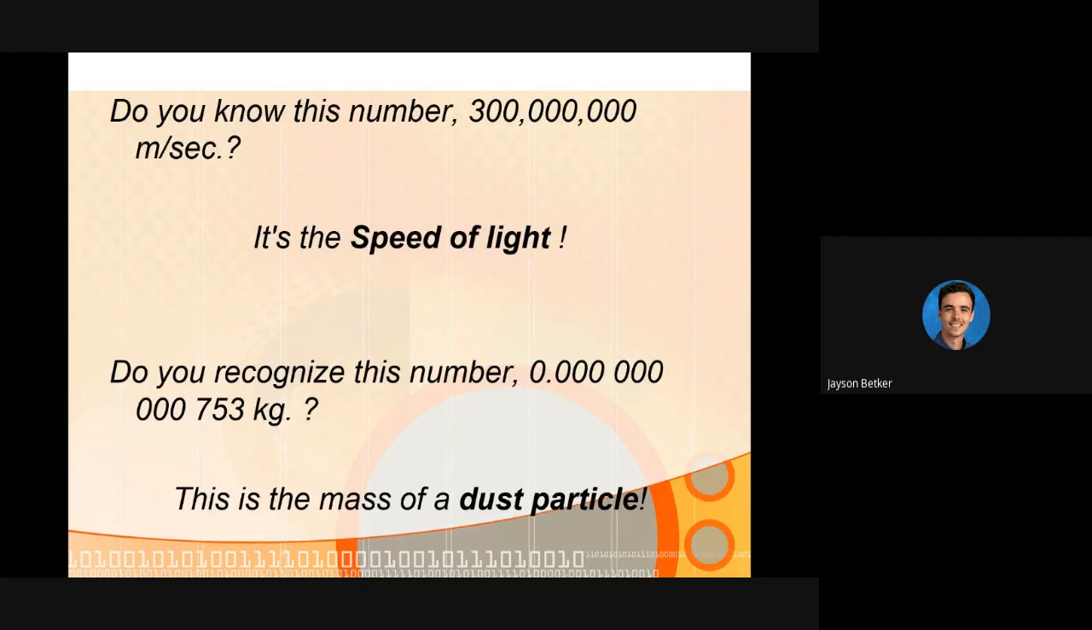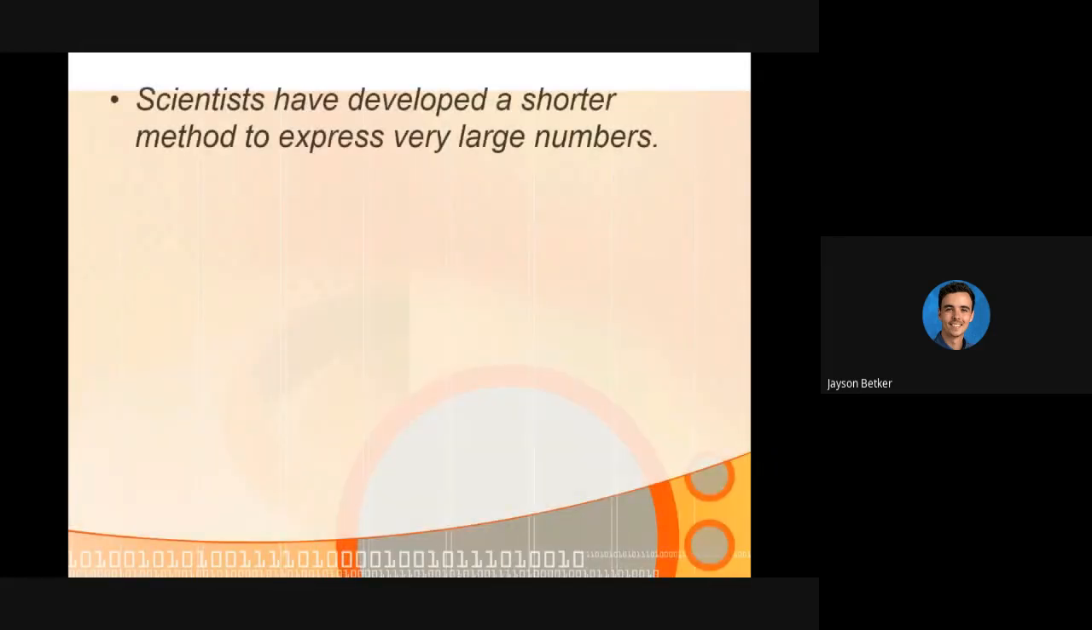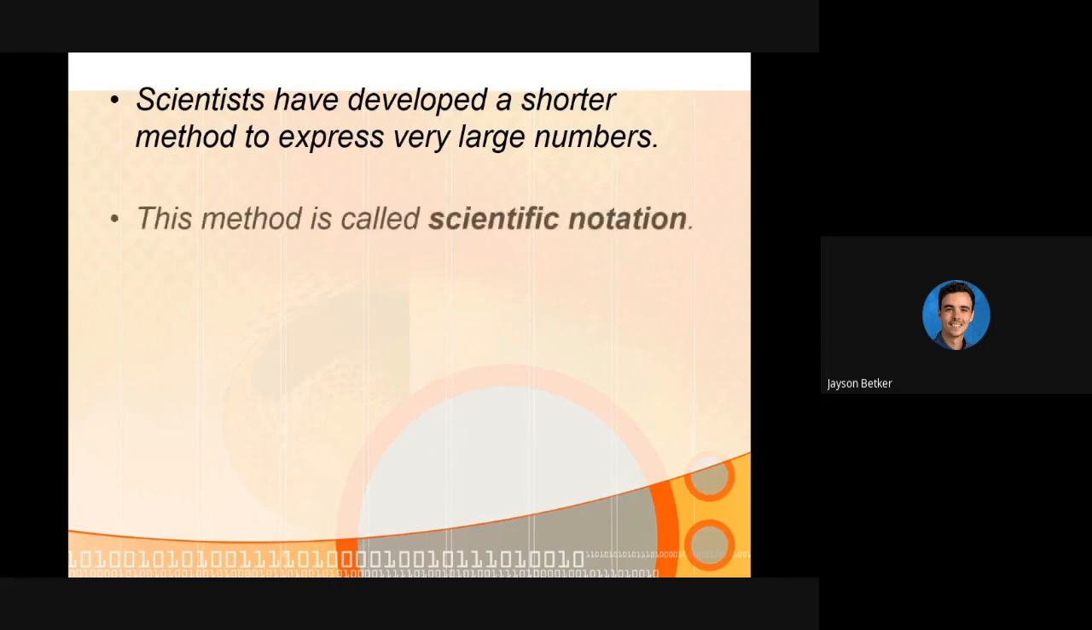Now, both of these, there's a lot of room for error. There's a lot of margin for error for us to maybe write out the wrong number of zeros when we're putting it into a calculator. Or, you can even just save us some time not having to write all those zeros. So what scientists did is developed a method to have a shorter way to express really large or really small numbers. This method is what we're talking about today. It's called the scientific notation.